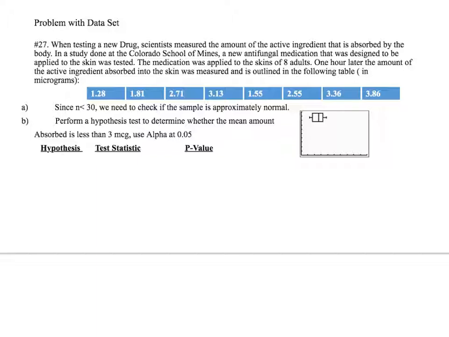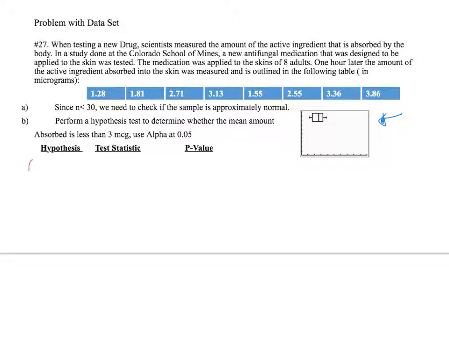So again, we would put this information, the 8 different observations, into our calculator. And since n is less than 30, we need to check to see if the sample is approximately normal. So we do a box plot, and we see that in fact we don't have any outliers. There doesn't look like a major skewing effect. So we perform the hypothesis test to determine whether the mean amount absorbed is less than 3 micrograms, and we use alpha at 0.05. So here is the hypothesis test.